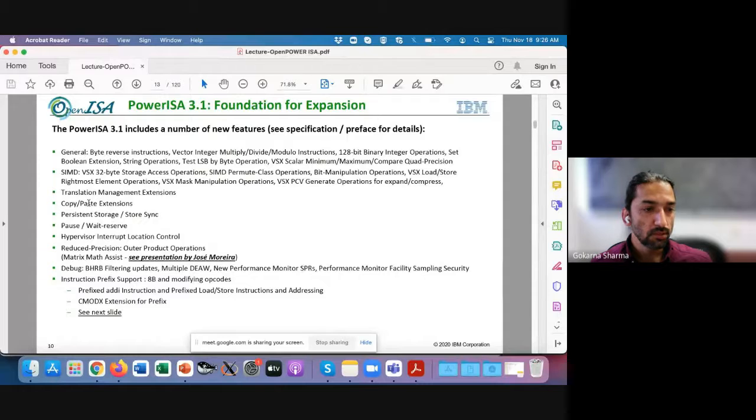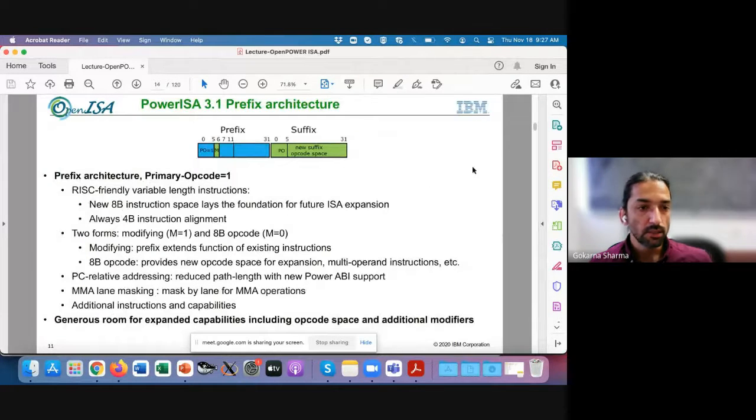Copy paste extensions. You have pause and wait reserve. All these features are related to some of the computation that you do, and when these features are there, the architecture itself is more applicable to a variety of systems. So there is a prefix architecture, and it adopts this architecture. If you look into this one, this is more about making it flexible for different kinds of implementations. So we have a 32-bit suffix. This is how it is organized.